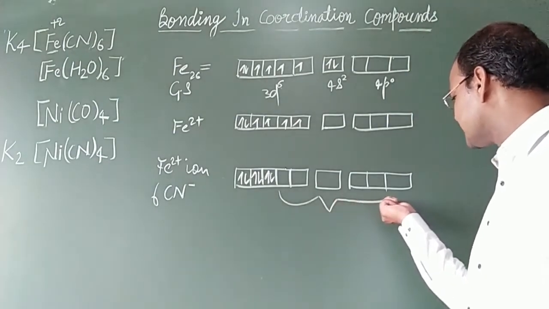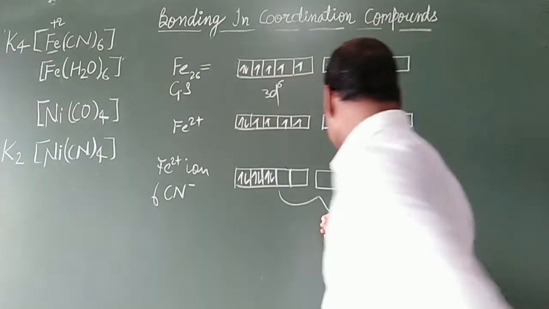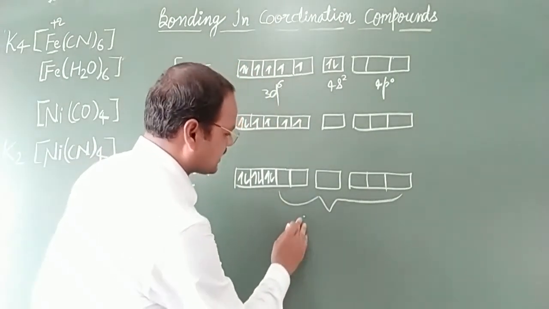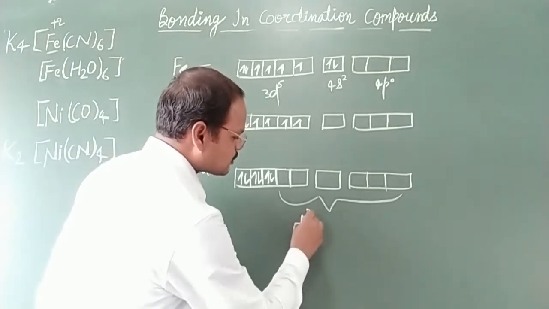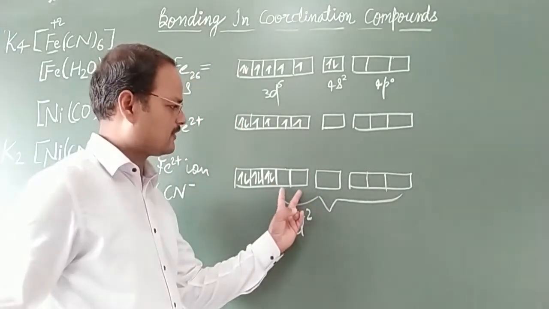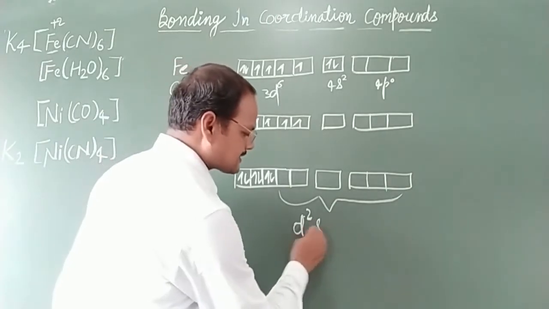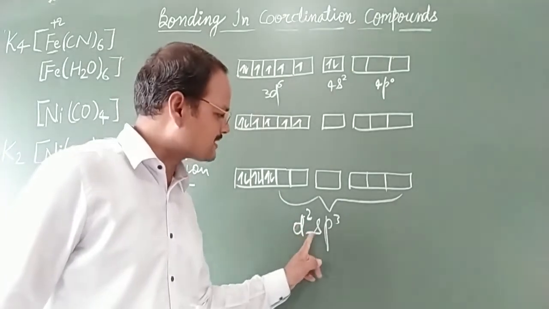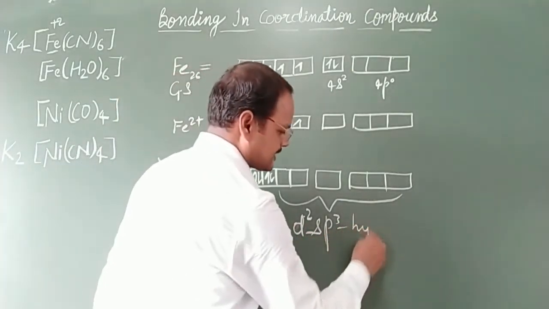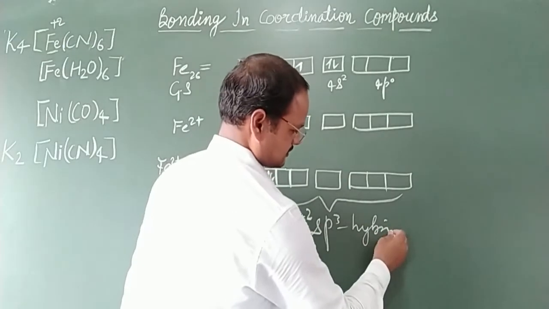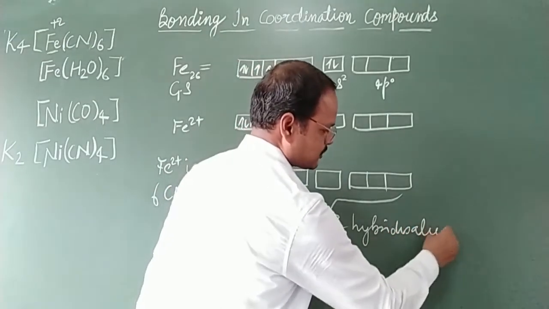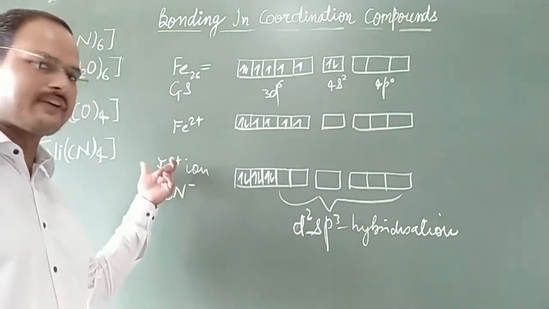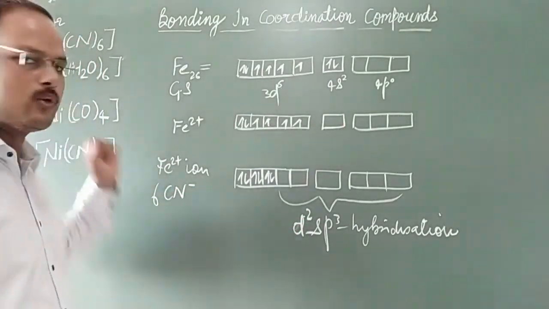and what will happen? These 6 orbitals then mix up and form new orbitals, and that's why the type of hybridization will be here d2sp3. Orbitals of 3d are 2, 1 s and 3 p, means d2sp3 type of hybridization we will see here. I hope you are getting this explanation. This type of hybridization will be here in case of Fe2+ in this compound.